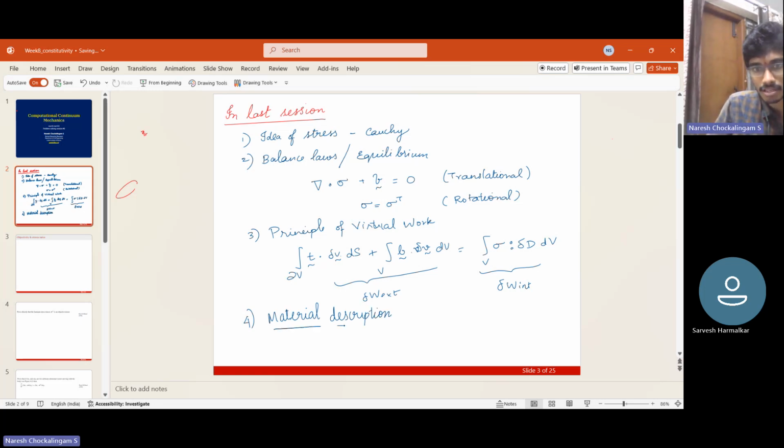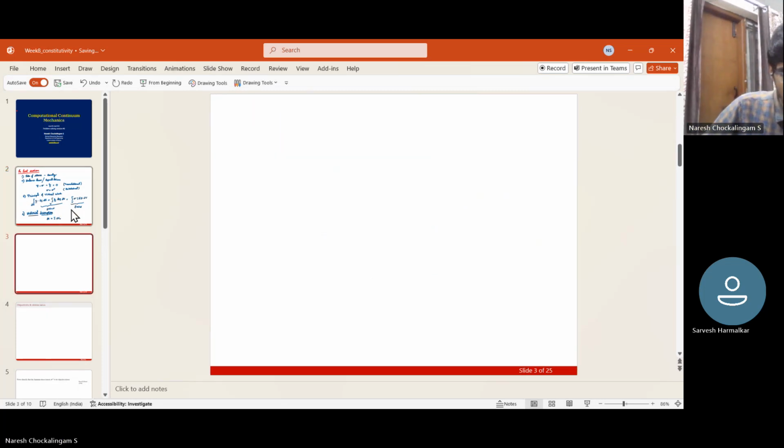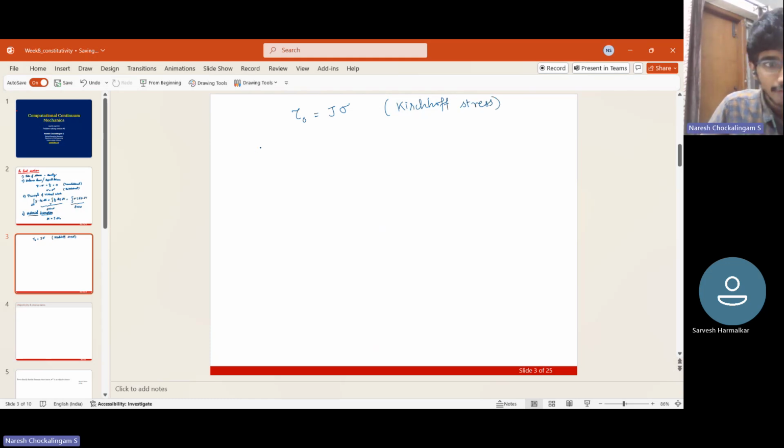So in the process, we said that dv is equal to J dV naught. Therefore, we can define a certain stress called the Kirchhoff stress, which is J times sigma. So this is the Kirchhoff stress. And here we defined the concept of work conjugacy.